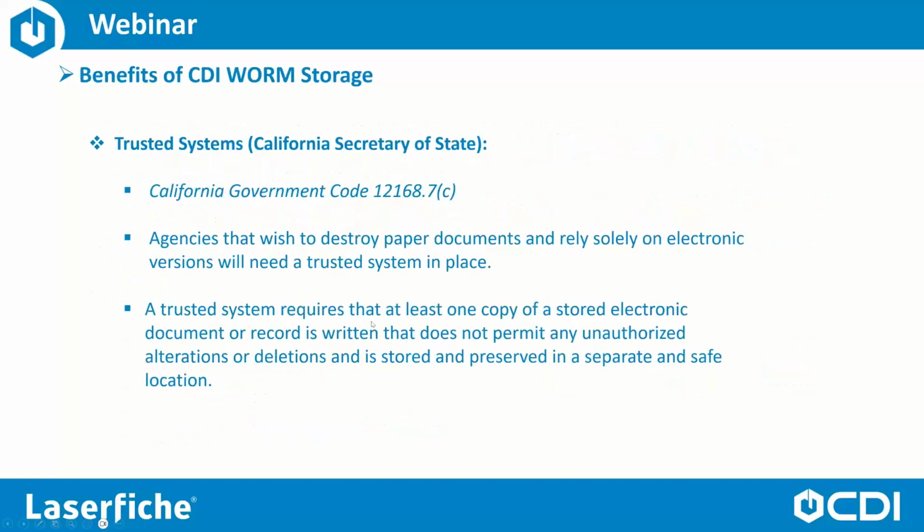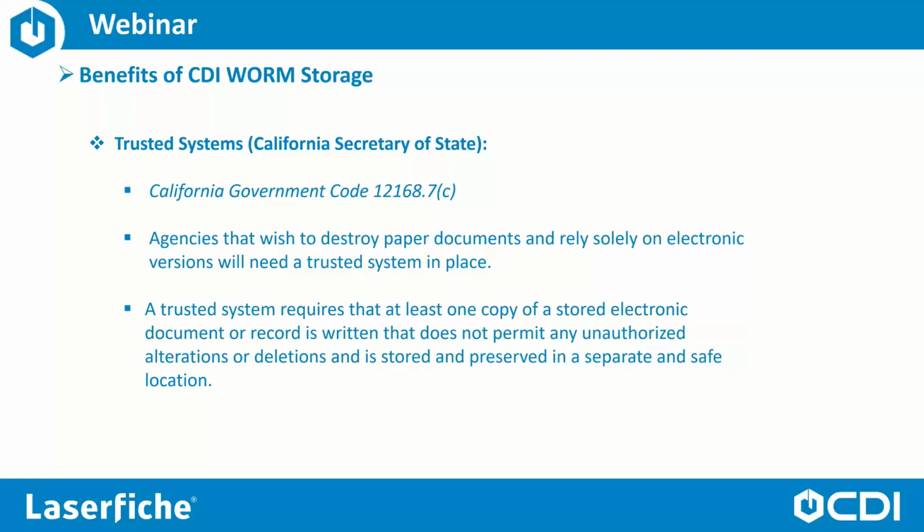So let's get into a couple examples here where the benefits of the CDI WORM storage can be leveraged. One big example is in California, where if you're a public agency, there is a mandate from the Secretary of State called Trusted Systems. It's actually part of California Government Code 12168.7C. Basically, this states that public agencies that wish to destroy paper documents and rely solely on electronic versions will need a trusted system in place.